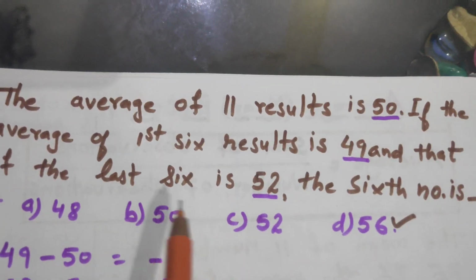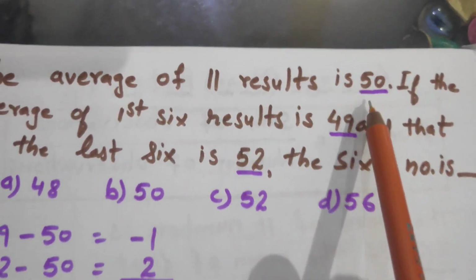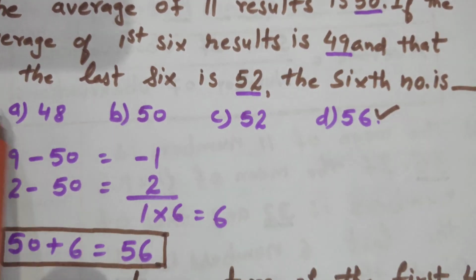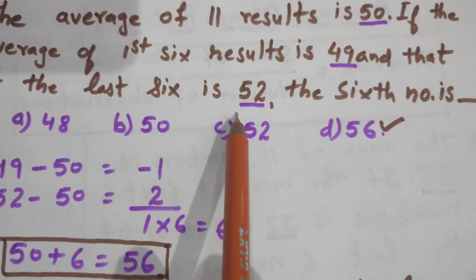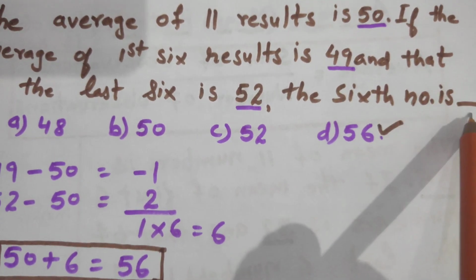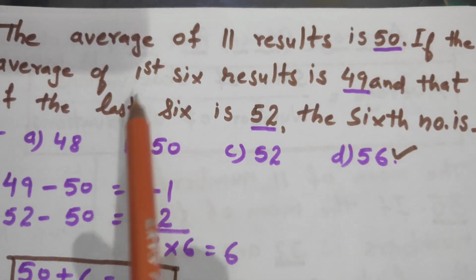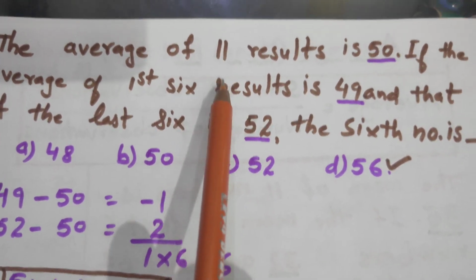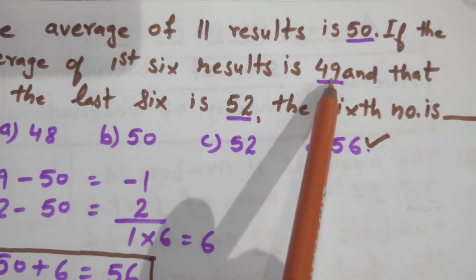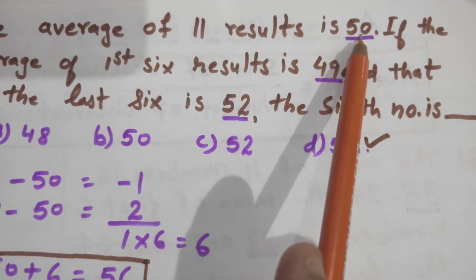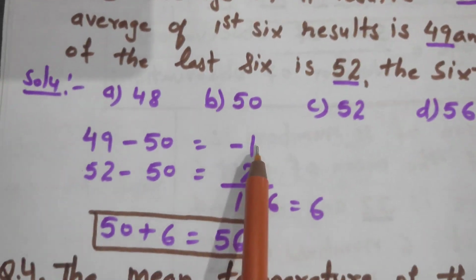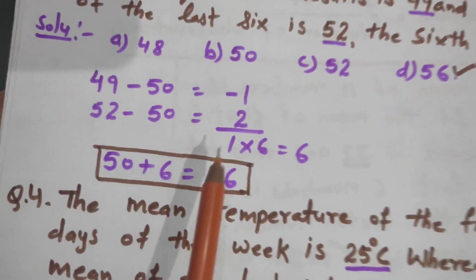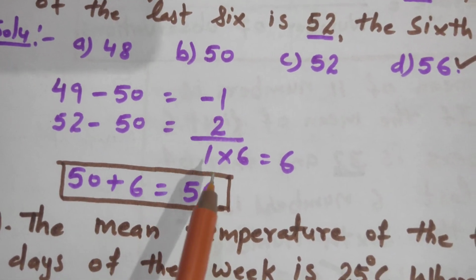Like, the average of 11 results is 50, right? If the average of the first 6 results is 49 and that of the last 6 is 52, then the sixth number is, so again here 6 plus 6 is 12 and here total results are only 11, means 1 is repeated. What will we do? 49 minus 50, that will be minus 1. Then 52 minus 50, that will be 2. So 2 minus 1 is 1.